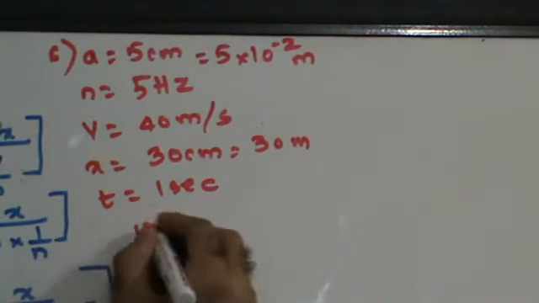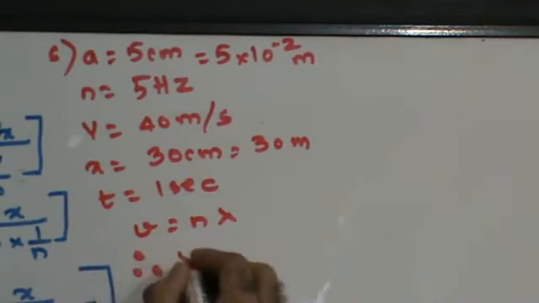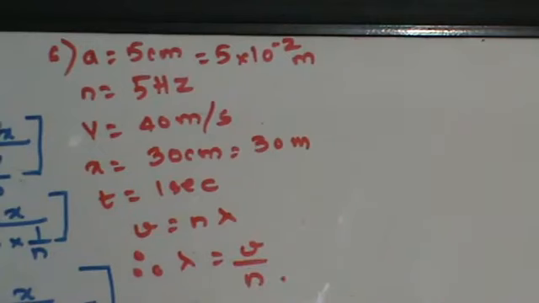Now we know that V is equal to n lambda. Hence I can find out the value of lambda. I can say lambda is nothing but V by n. I know V, I know n, I should be able to get lambda.